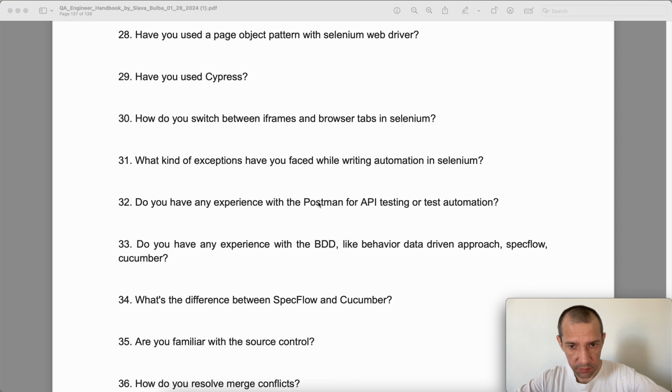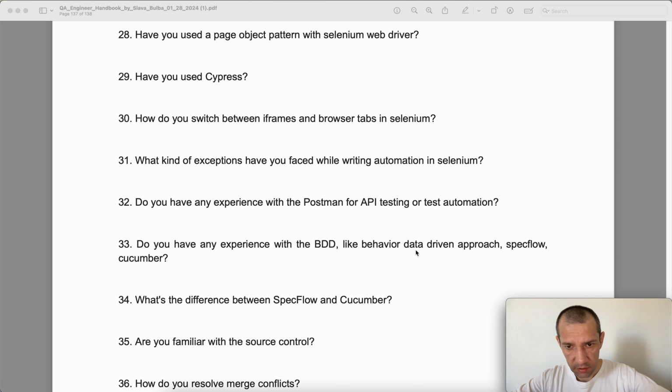Do you have any experience with Postman for API testing or test automation? Here I told them that I would prefer to write API tests from the code directly, because Postman is first of all a manual testing, API testing tool. It's not so agile and flexible.